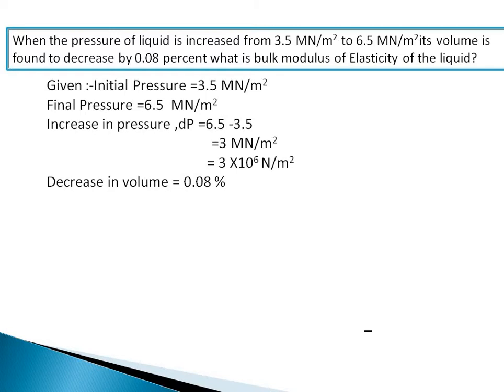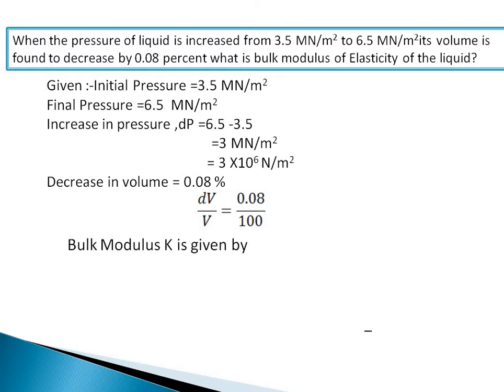Okay. Now the decrease in volume is 0.08%. That is, the decrease in volume relative to the original volume, as a percentage, is 0.08%. That is, it is the ratio of dV by V in percentage format. So dV by V can be given as 0.08 divided by 100. So multiplying it, we get 0.08 into 10 to the power minus 2.